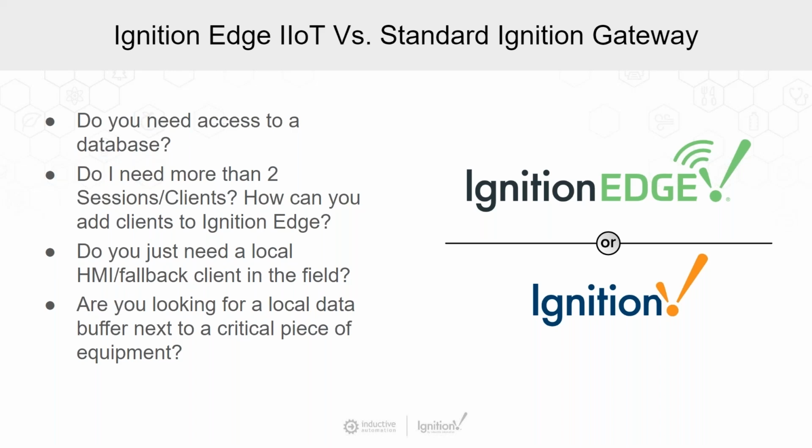In a similar vein, are you looking for a local data buffer next to a critical piece of equipment? So not just do I need local visualization, even if I lose my connection to a central gateway, but do I need to make sure I keep collecting data if I lose a connection to a central gateway? If the answer is yes, Ignition Edge is a great fit as well, because it can be directly connected to that device by direct Ethernet connection. It can just be pulling that data and have that 35-day buffer. So as long as you get back connected to a centralized system within 35 days, you're not going to lose any data.